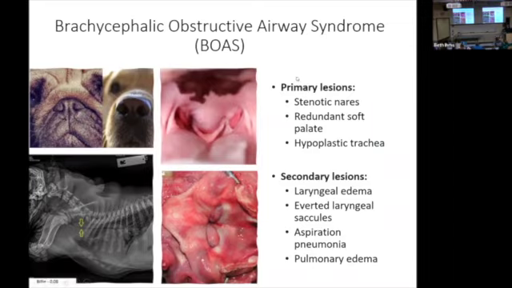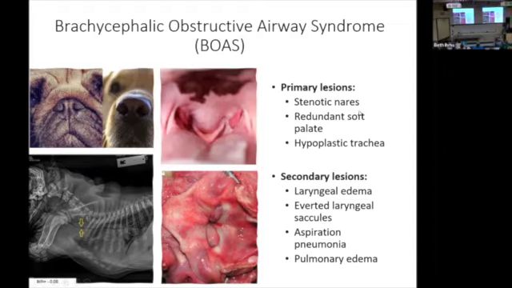So BOAS, I like to separate into the primary lesions, which are the congenital, and then the secondary lesions, which are what happens when you're dealing with obstruction from your congenital lesions. So secondary lesions are a consequence of the primary lesions and of dyspnea primarily. The primary lesions are stenotic nares, so normal nose holes right here. This pug does not even have a hole. It's like barely a slit. This animal cannot breathe.